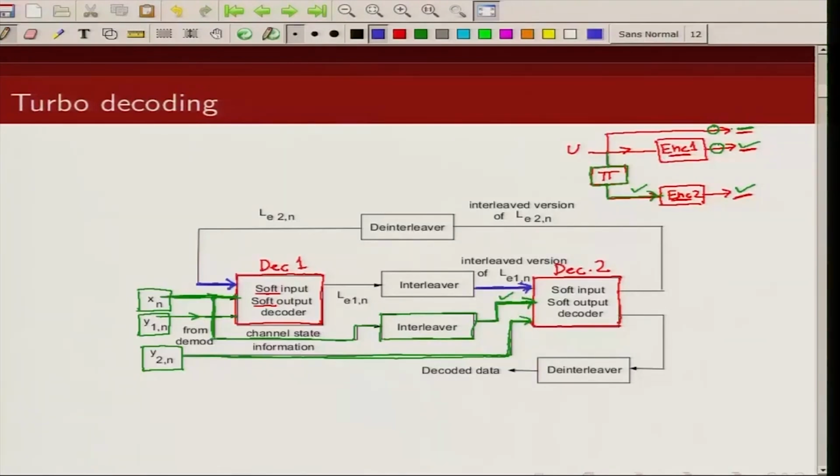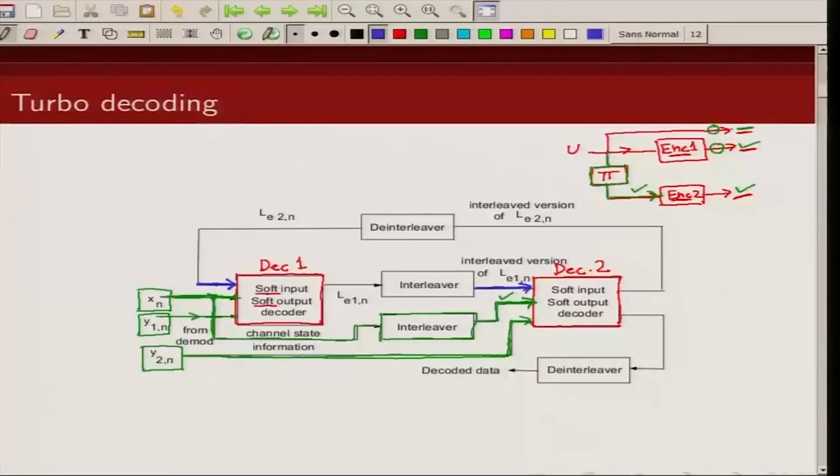Now how do we get this a priori knowledge? Initially, when we start decoding, we do not have any a priori knowledge about the information bit. So we would assume that the information bit is equally likely to be 0 or 1. So the likelihood ratio of the information being 0 or 1 is 1. Basically it is equally likely whether the bit is 0 or 1. So that would be our initial a priori information.